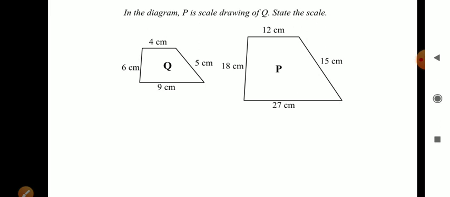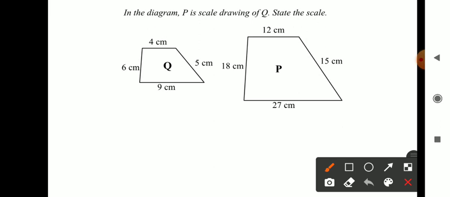Before answering the question, kita cuba dua soalan. So let's say the question looks like this. You don't have to copy, you only have to understand. Okay? So always use this formula, drawing to original. Then you must know which is the drawing, which is the original object. So the question says P is the drawing.